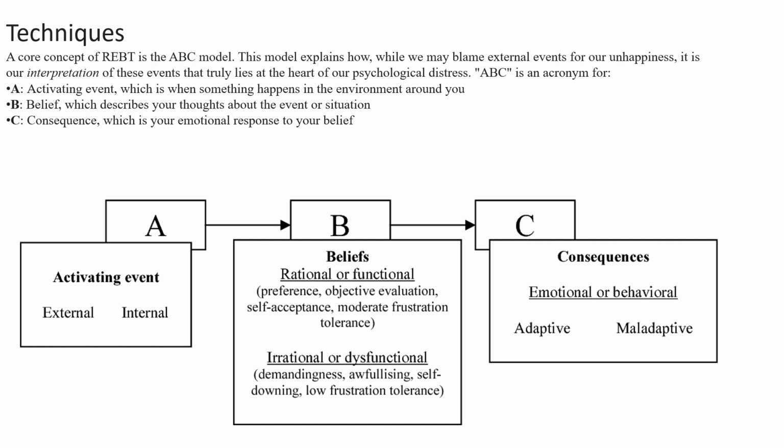Techniques. A core concept of REBT is the ABC model. This model explains how, while we may blame external events for unhappiness, it is our interpretation of these events that truly lies at the heart of the psychological distress. ABC is an acronym for activating event, which is when something happens in the environment around you. Belief, which describes your thoughts about the event or situation. And C, consequence, which is your emotional response to your belief.